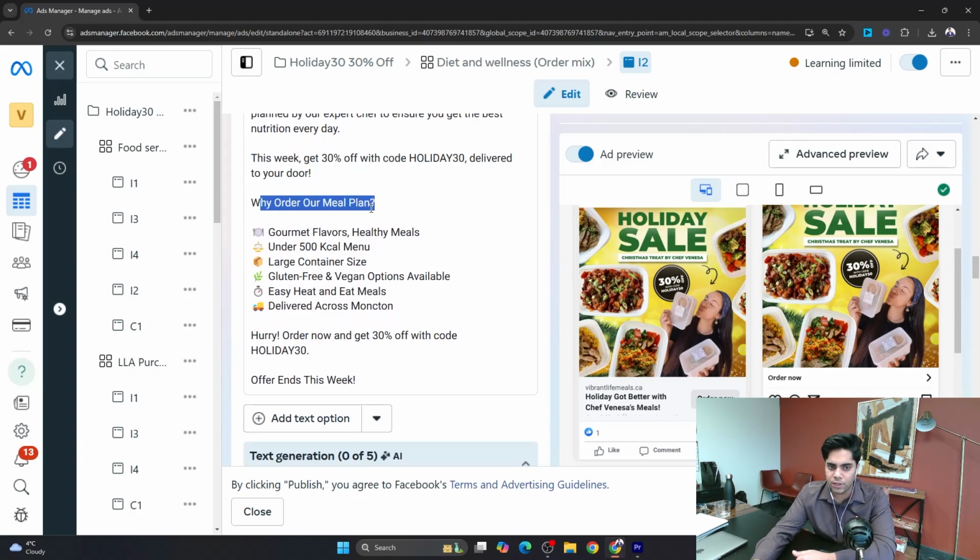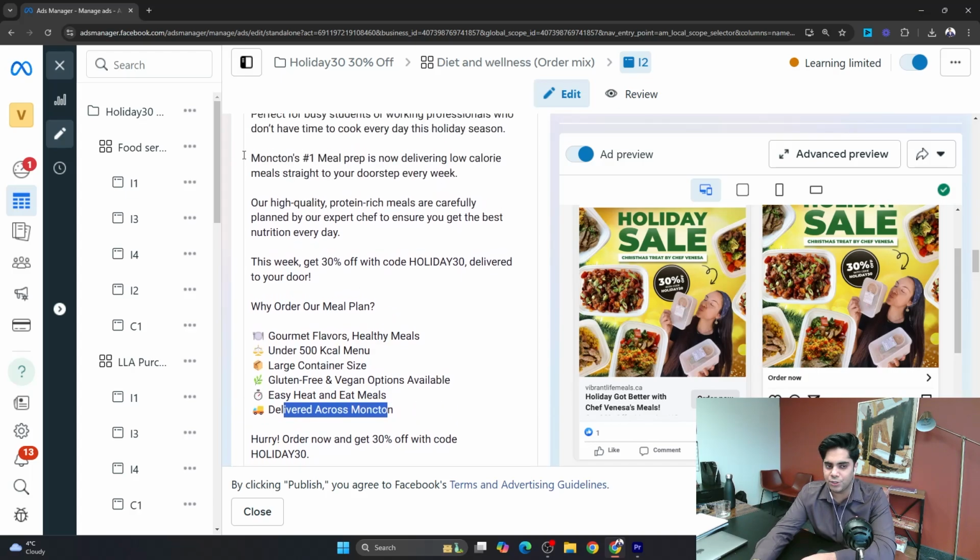Why order our meal plan? Gourmet flavors, healthy meals, under 500 calories, a large container size. So we understand our consumers. You know, they want low calories, but they still want big portions and they want something filling. All right, it's gluten-free, vegan options available as well. Easy heat and eat, delivered across Moncton.